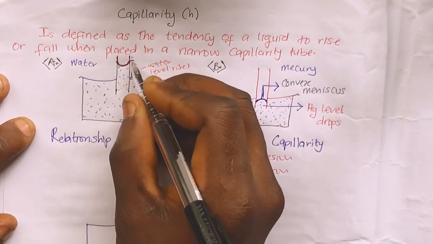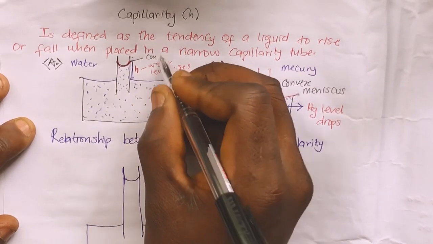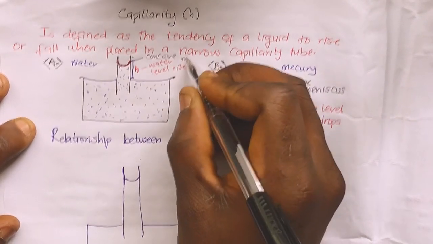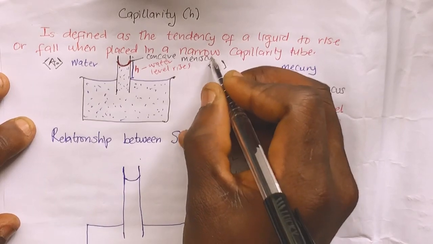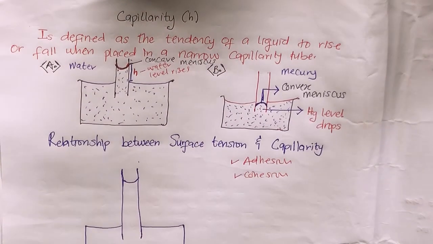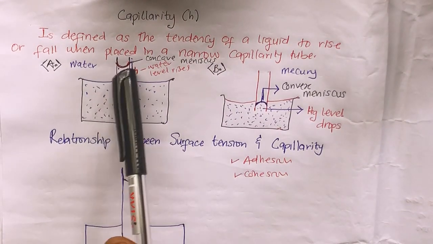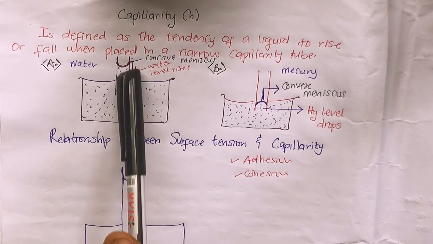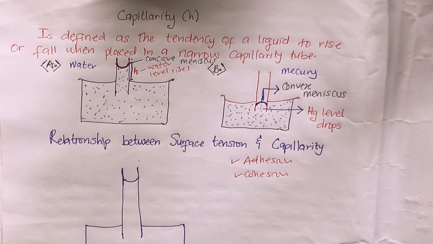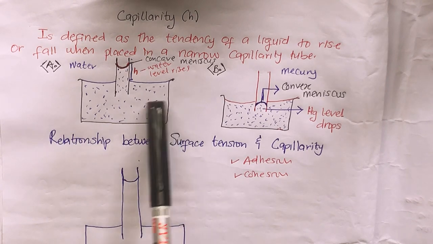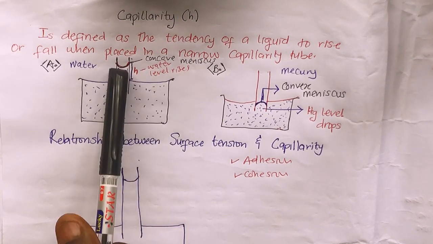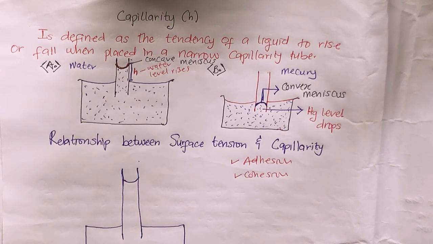meniscus, this kind of meniscus is called a concave meniscus. This kind of meniscus is called the concave meniscus. This indicates the rise of the water level. And since there is a rise here, that means there is the presence of intermolecular force of attraction. That is the reason why the water has to rise.